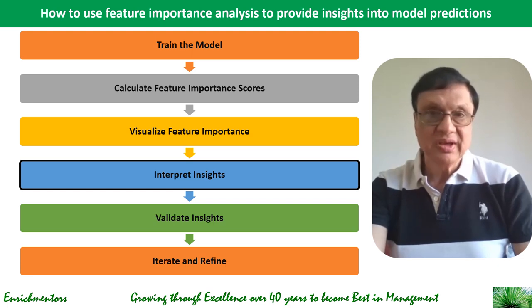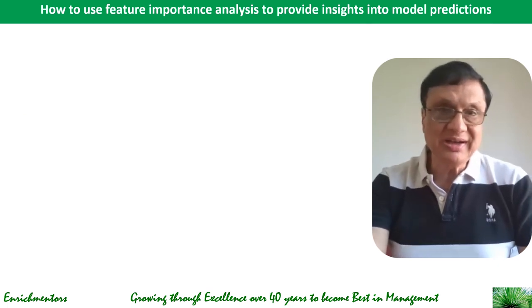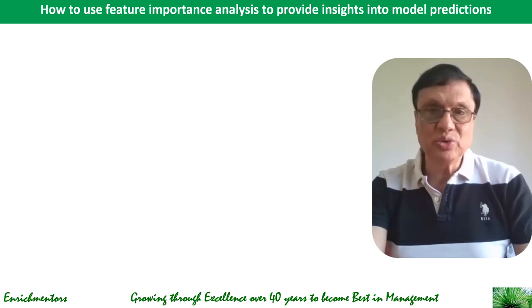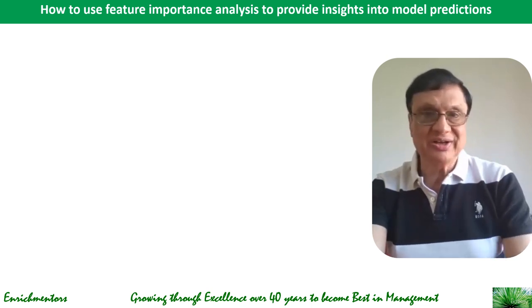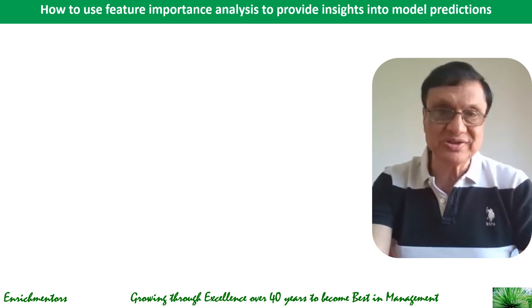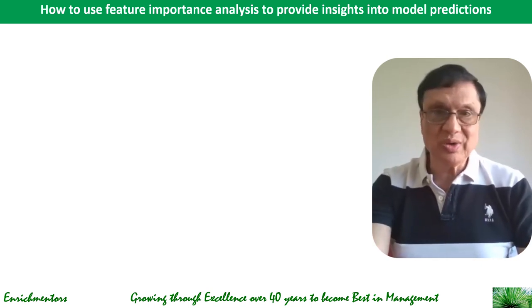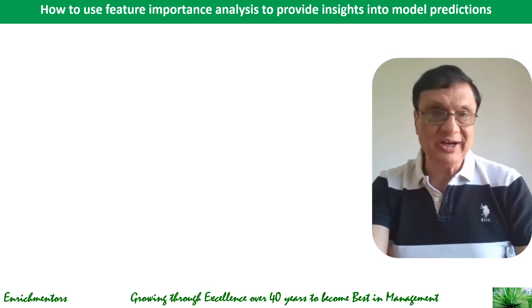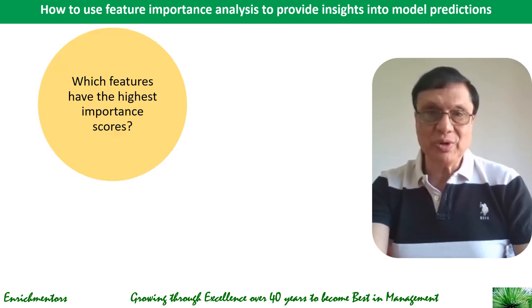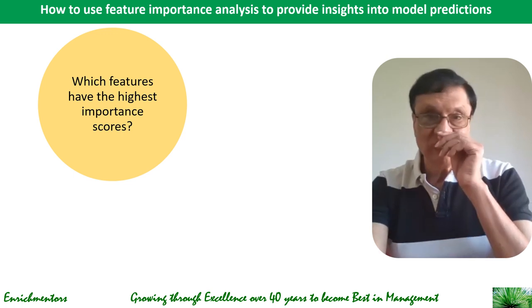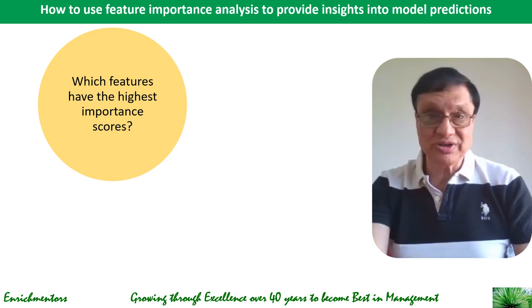Any thoughts? So the analysis of visualization is done to interpret the insights gained from the feature importance analysis. And to analyze, you need to ask a few questions as always. So what are the questions that you need to ask? Let's take a look at that. The first question that you need to ask is, what features have the highest importance scores, which are at the top of the feature list? Now, these are the most influential features in making predictions.